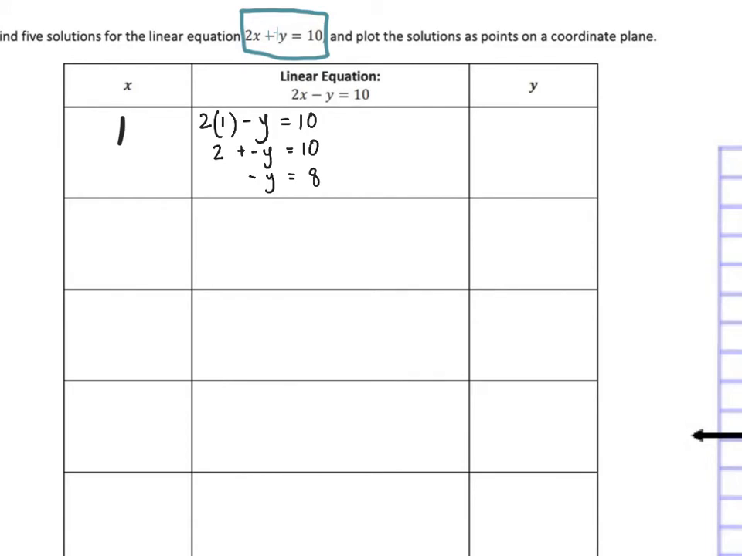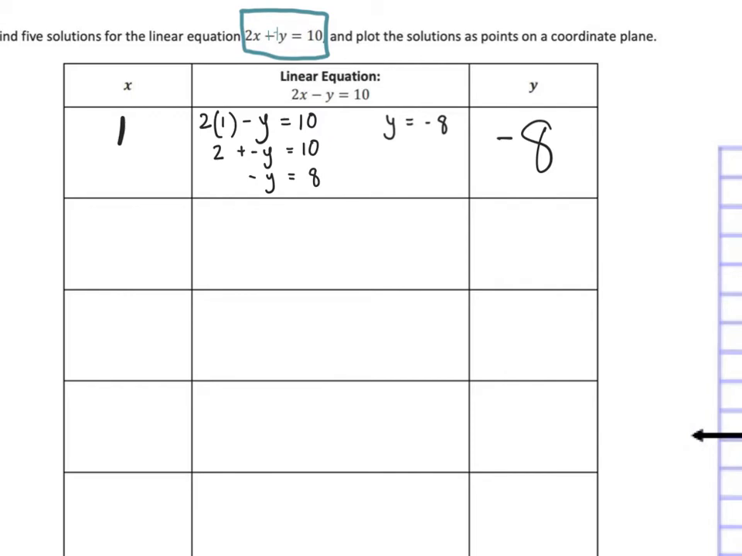And again, I just took 2 away from both sides. But I don't want a negative y, I want a positive y. So I'm going to have to divide by negative 1 on both sides. And when I do that, this becomes positive y equals negative 8. So when x is 1, y is a negative 8. Okay?